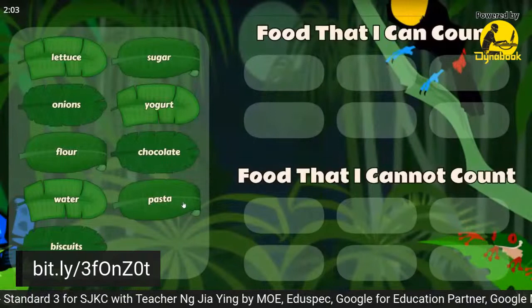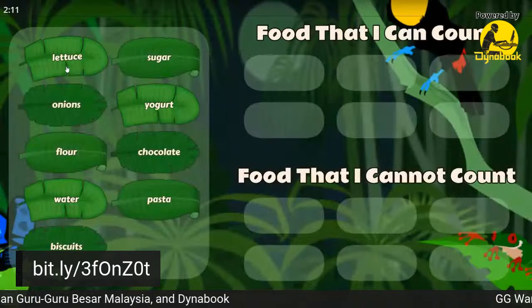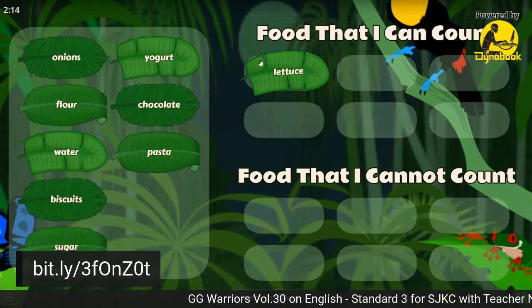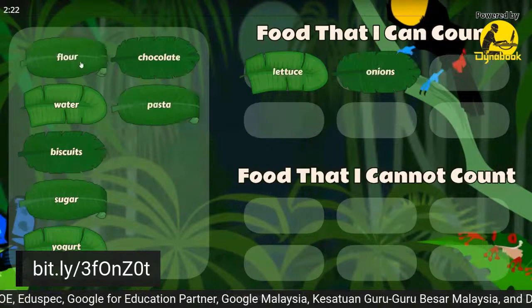Now let's look at this one, lettuce. Lettuce is actually a type of vegetable, so I will put it as food that I can count. As for onions, if you can say many, you can count it. So I put it as food that I can count. Now let's look into flour, 面粉. Can we count flour? We cannot count flour, right? So I put it here.